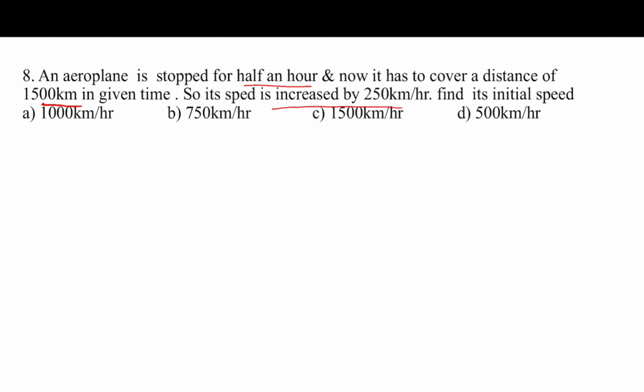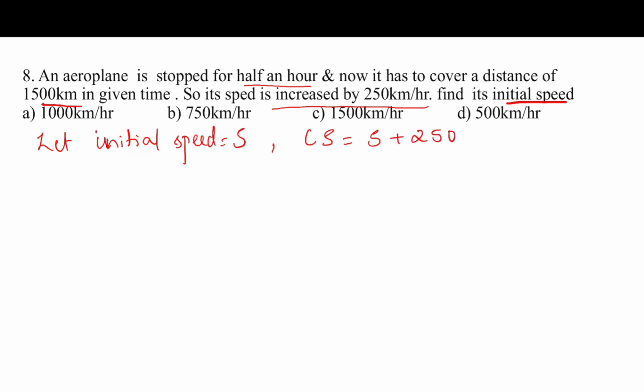So when it increases its speed, only then can it reach in the given time, isn't it? So its speed is increased by 250 kilometer per hour. So what is its initial speed? If it had not wasted that half an hour, what was the initial speed with which it had to travel? Same way as we saw earlier, let the initial speed of that aeroplane be x. Then what is the current speed? It is increased by 250, isn't it? If it was x initially, it is now x plus 250 kilometer per hour.